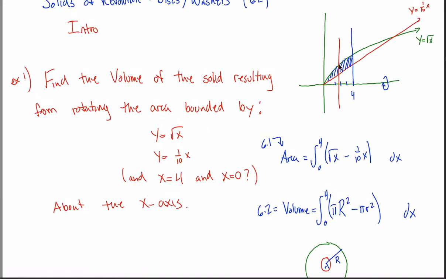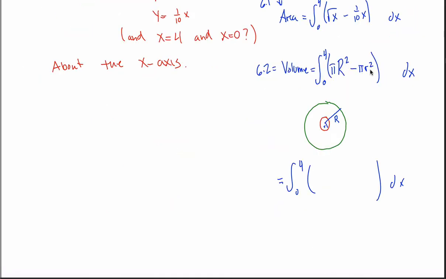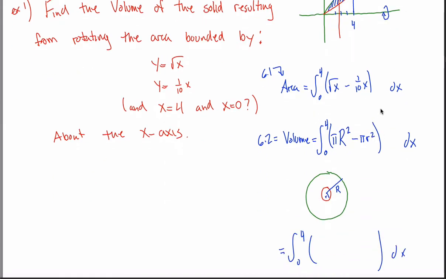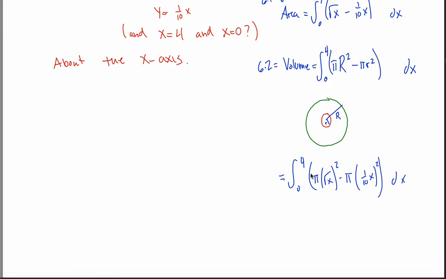If you go back up to this picture, for any x value, the radius of the outer circle is just the distance from the axis to this curve right here. What I'm saying is for any given x value in between 0 and 4 here, the outer radius of my washer is exactly the square root of x. And the inner radius of my washer will just come from this curve, y equals 1/10 x. We can rewrite this formula, except in place of a capital R, we would have the square root of x. And in place of a little r, we would have 1/10 x. That gives us this expression, which represents the volume of the solid we're looking at.